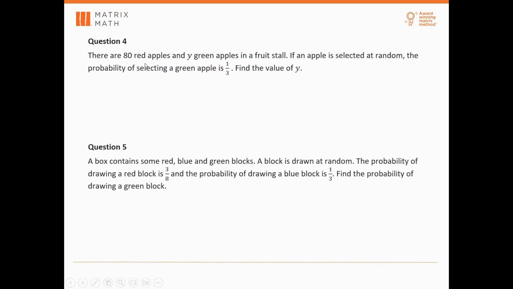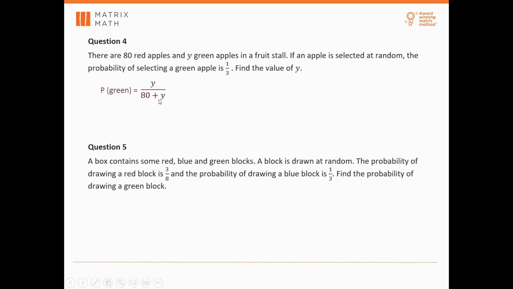Question 4, there are 80 red apples and Y green apples in a fruit store. If an apple is selected at random, the probability of selecting a green is 1/3. So find the value of Y. So you have 80 and Y. Total number of apples is 80 plus Y. And if you want to select a green one, it's Y out of 80 plus Y.